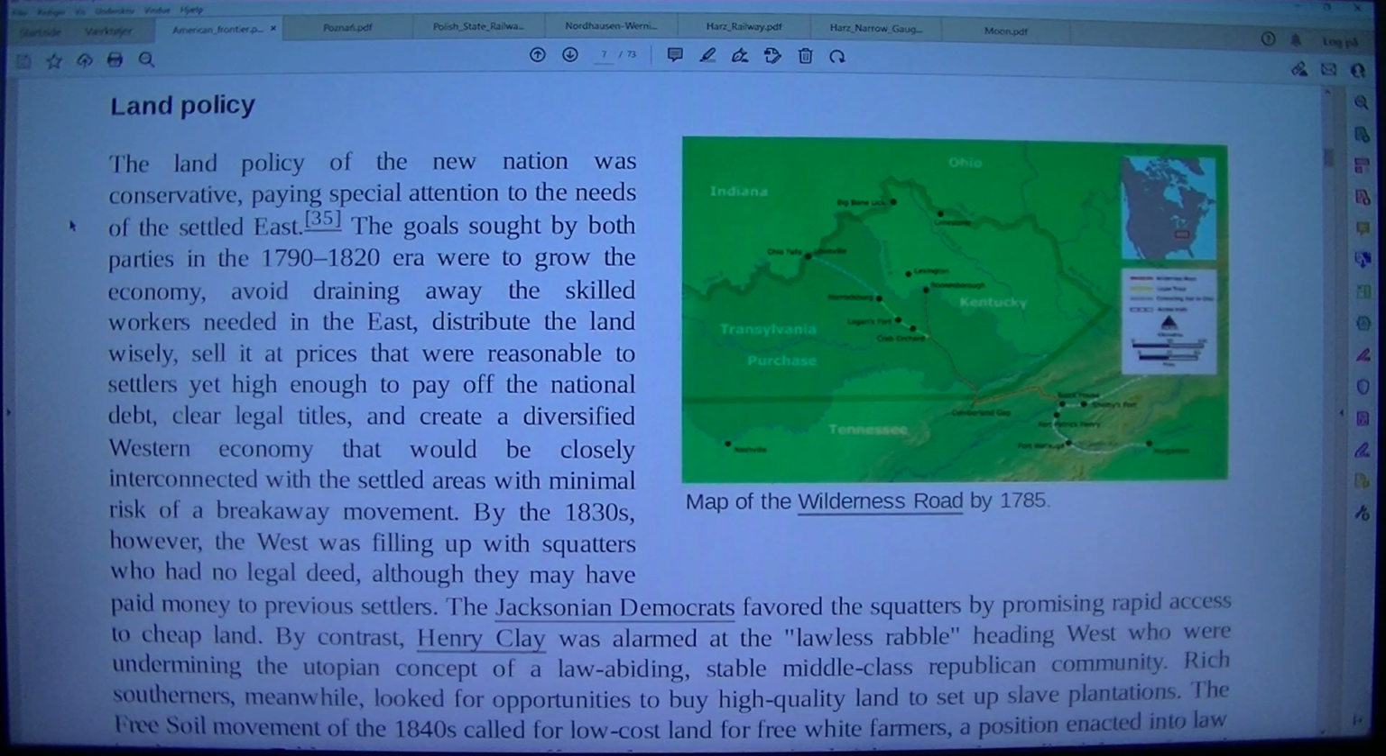Land policy. Map of the Wilderness Road by 1785. The land policy of the new nation was conservative, paying special attention to the needs of the settled East.